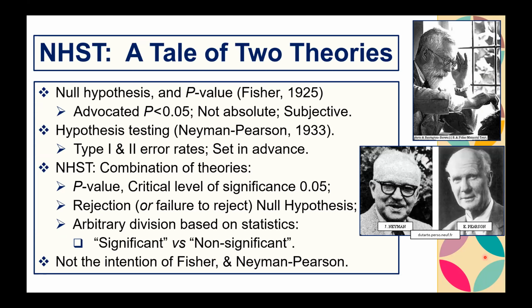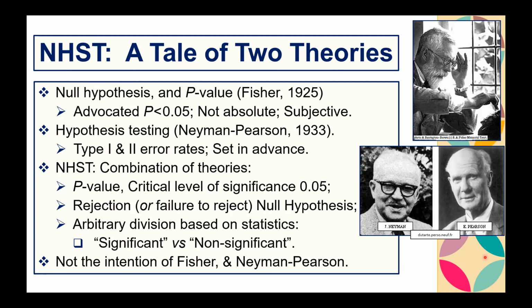He did suggest 5%, but he said it's not absolute, it's very much subjective, up to the researcher. So it may be such that if you've got a p-value less than 0.05, it may be a marker or some indication. Look at your data. Is there something important there? But don't think of a p-value less than 0.05 as absolute. But a few years later, Neyman and Pearson came along and they said, well, if you have a null hypothesis, you can't have a null hypothesis without an alternative, and you should really set your type 1 and type 2 error rates in advance.